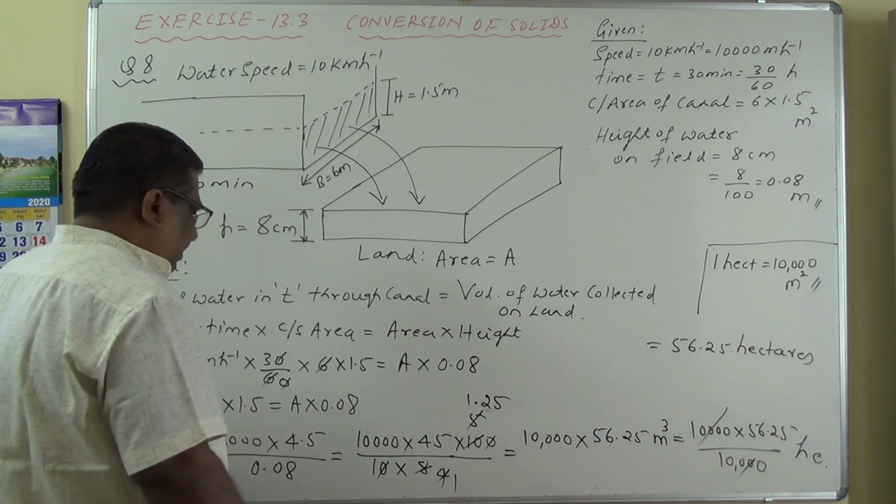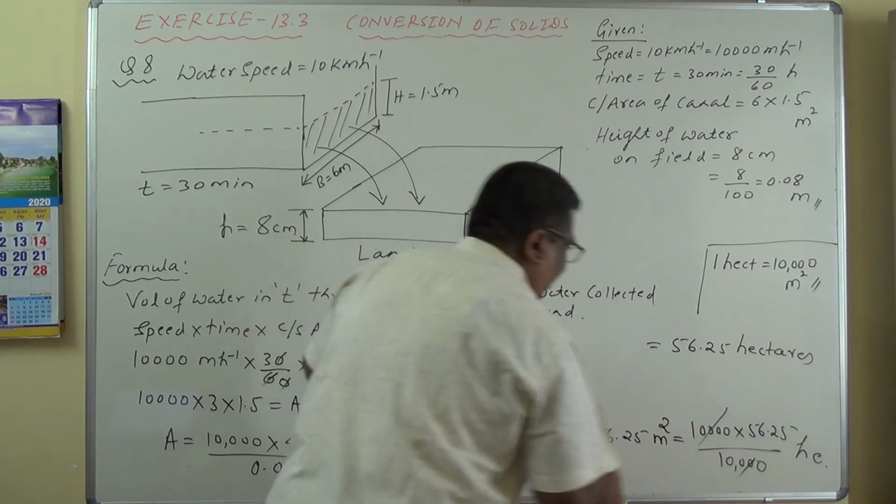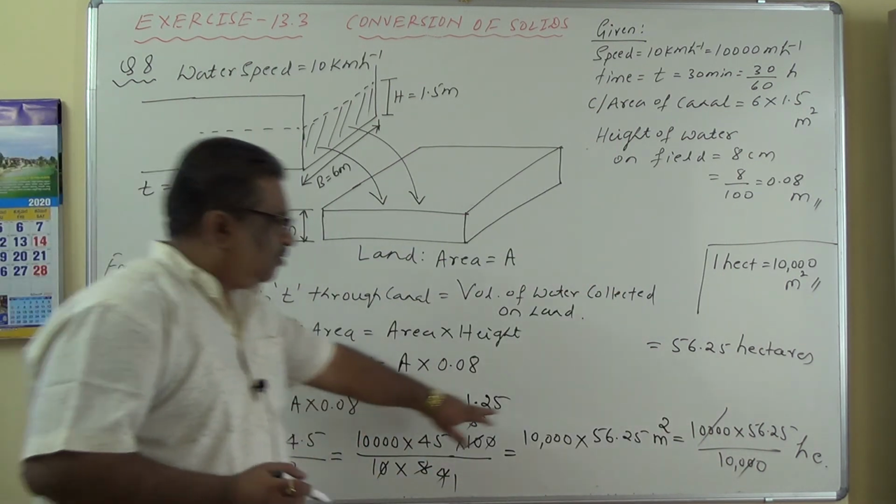What is it that we have calculated? Area. Yes, sorry, this is square meter. Okay, square meter. Why square meter? Because we are finding out the area here. Is it clear? This is square meter.